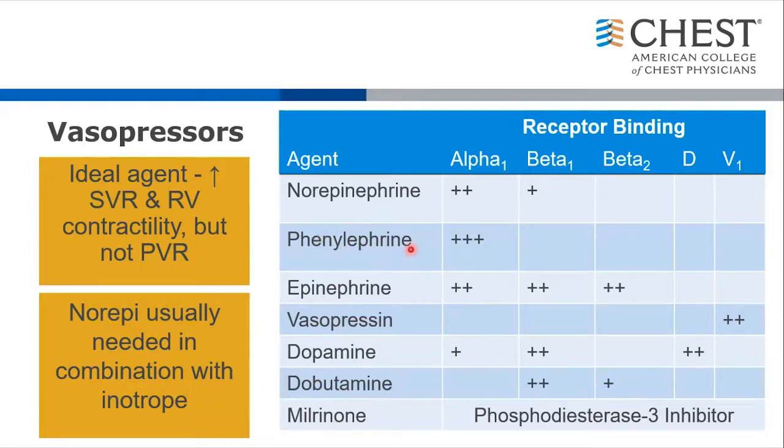You want to stay away from phenylephrine because that's pure alpha. So that will not increase contractility, but will definitely worsen PVR. Epi is not a terrible choice either, although that will increase the heart rate a little bit more than the others. So that could be a problem as well. So generally norepi and then an inotrope is usually where we go if the patients are still hypotensive.